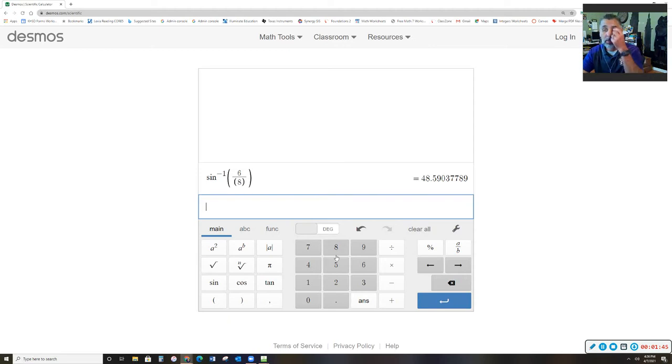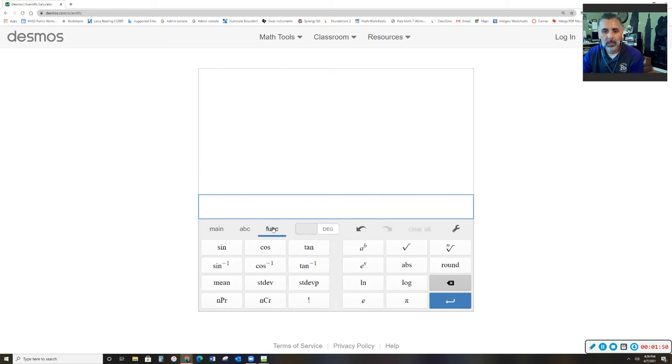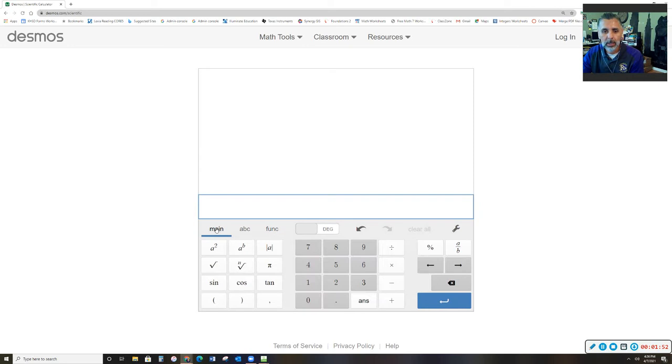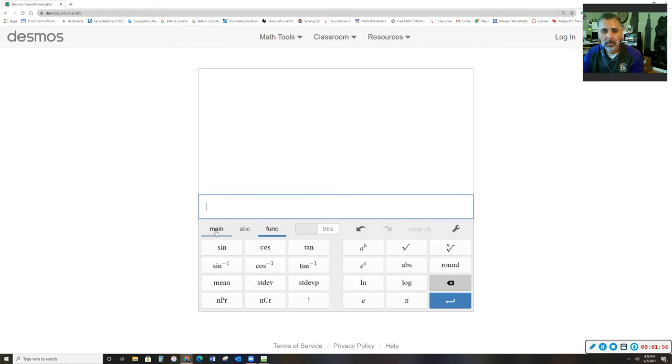Remember, to find the trig ratios, click function, and then you have to click main to get back to the buttons. So think function and main when you're using the Desmos calculator. Okay.